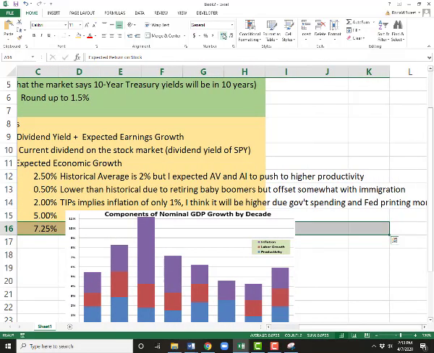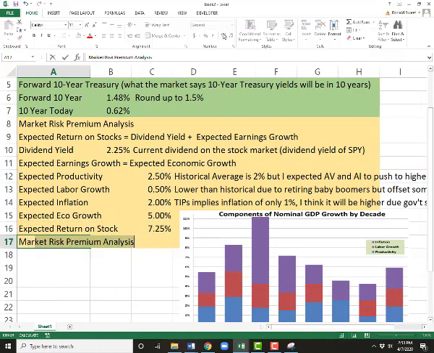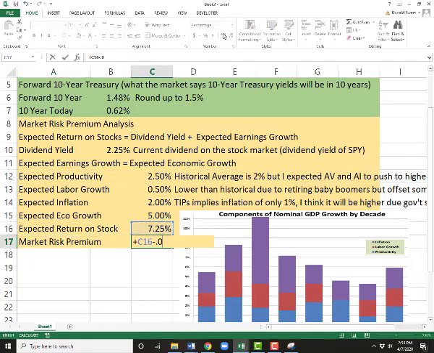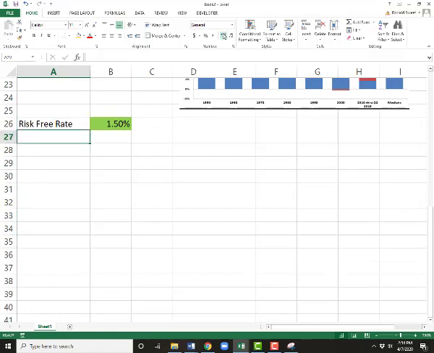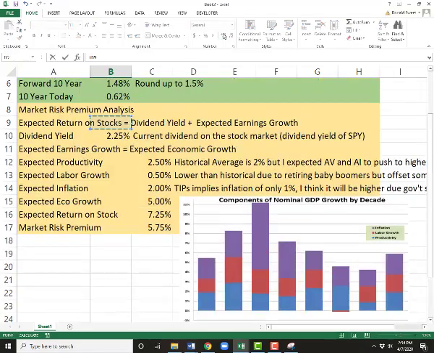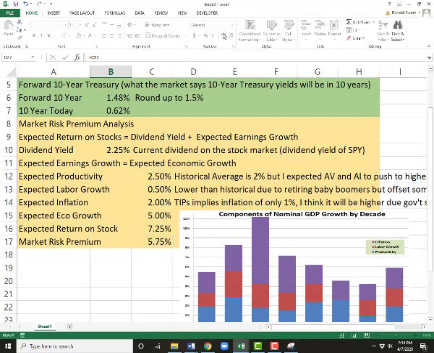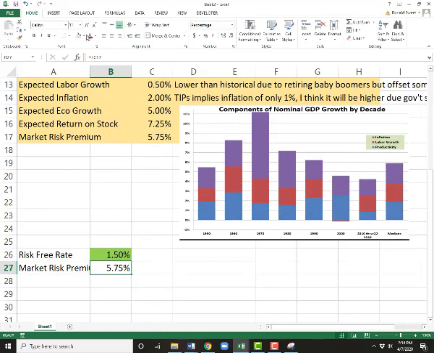And so my market risk premium is going to be my expected return minus my risk-free rate, 0.015. Remember our risk-free rate? So I got my market risk premium, 5.75. So now I have two assumptions.